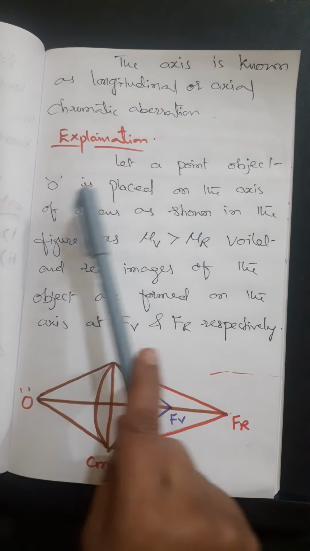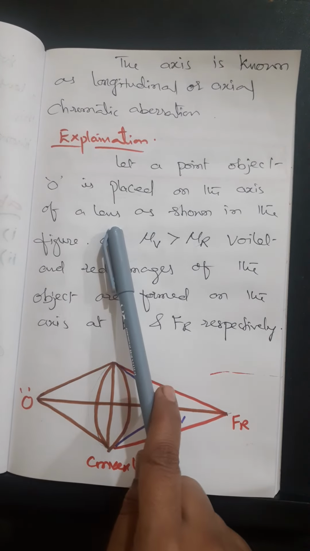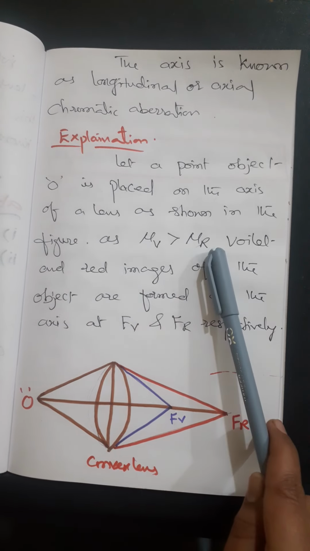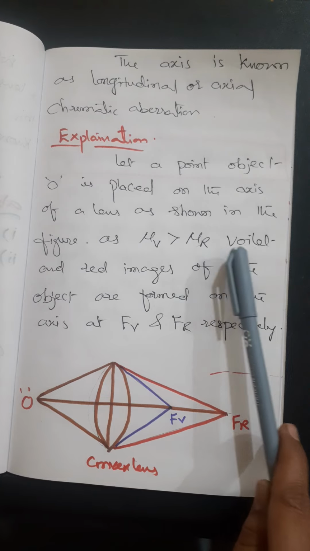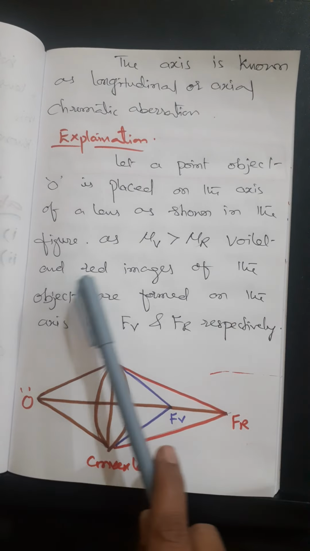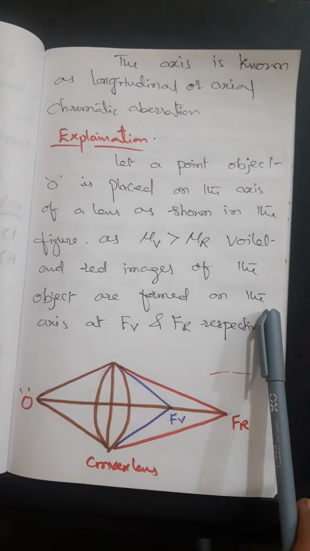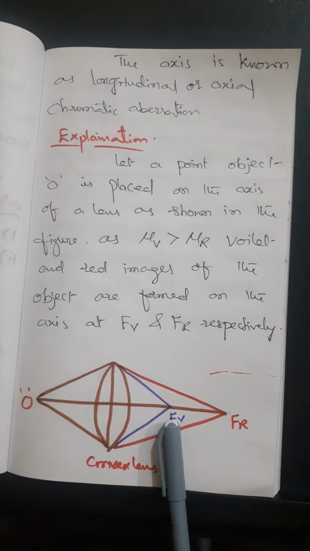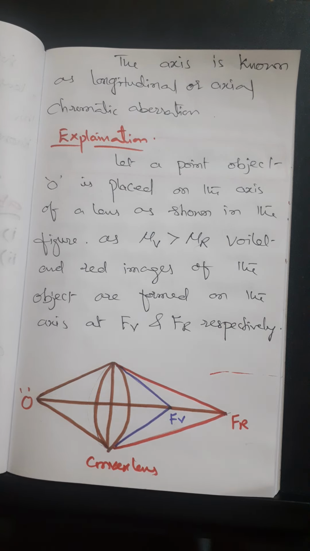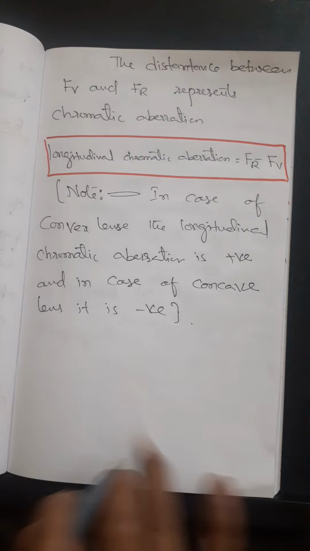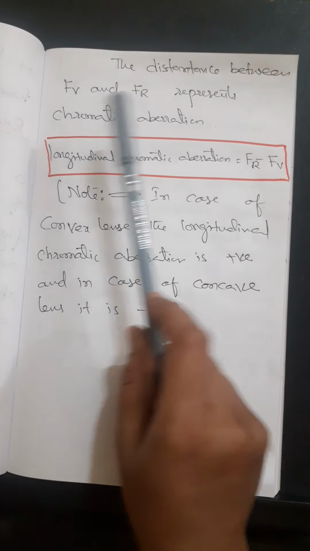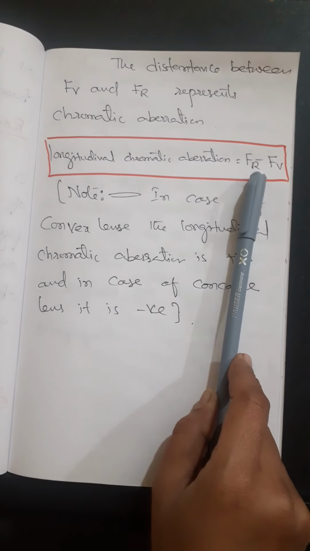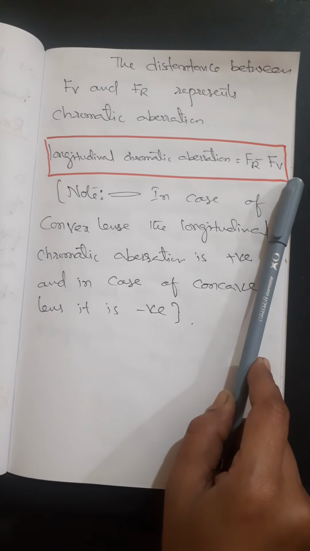Remember, here the object is a point object. Let a point object O be placed on the axis of a lens as shown in the figure. As we know, the refractive index mu V is greater than the refractive index mu R. That is why the violet and red images of the object are formed on the axis at Fv and Fr, the focal lengths of violet and red. The distance between Fv and Fr represents the longitudinal chromatic aberration, the difference between Fr and Fv.